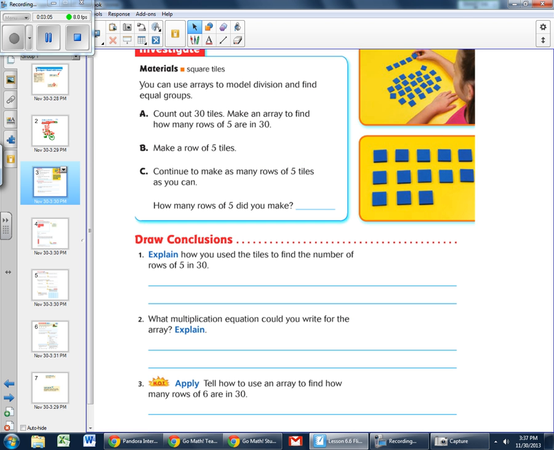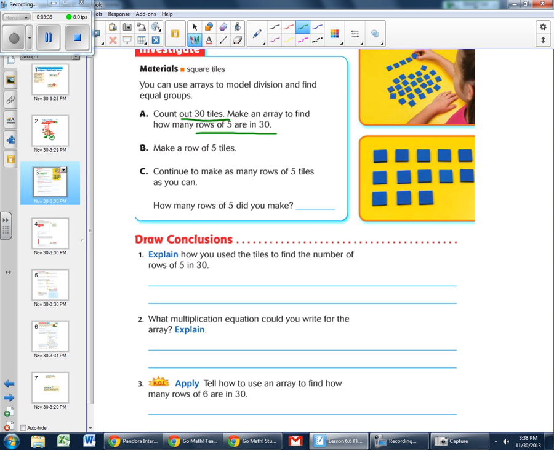All right, diving right into our lesson. You should be on page 231 in your Go Math book. We're going to model with some arrays today, again thinking about how you can use arrays to solve division problems. Your square tiles are next to your computer if you need them. I'm going to be drawing mine up here so you can see what we're doing. You can use arrays to model division and find equal groups. You're going to start by counting out 30 tiles. Find 30 tiles and make an array to find out how many rows of 5 are in 30.